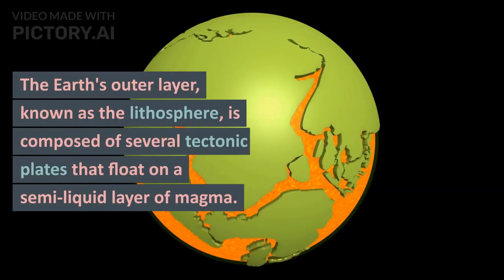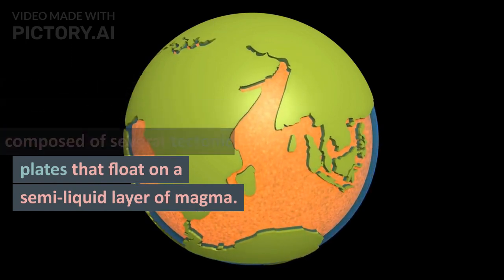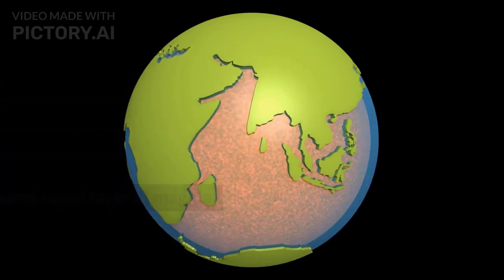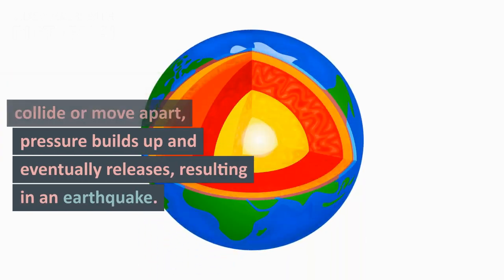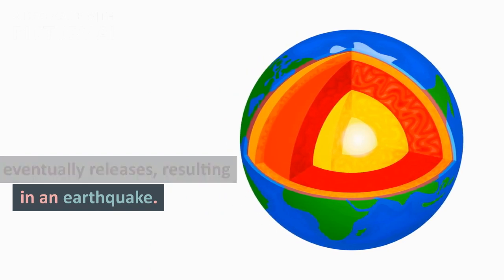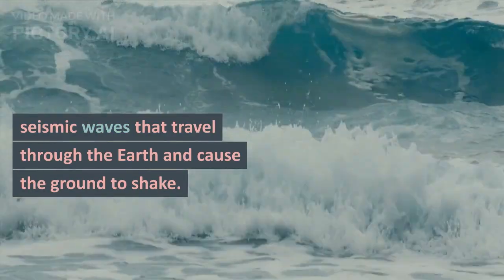The Earth's outer layer, known as the lithosphere, is composed of several tectonic plates that float on a semi-liquid layer of magma. When two tectonic plates collide or move apart, pressure builds up and eventually releases, resulting in an earthquake. This release of energy creates seismic waves that travel through the Earth and cause the ground to shake.